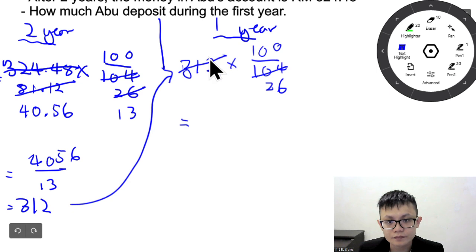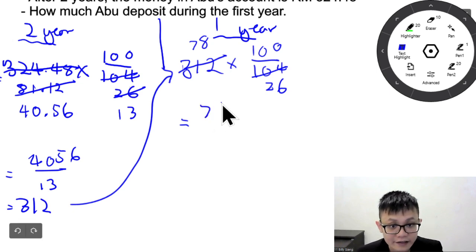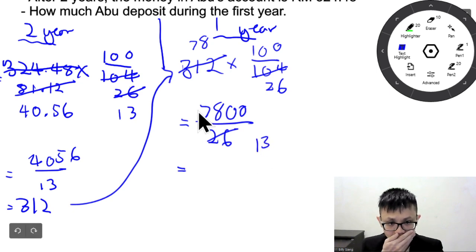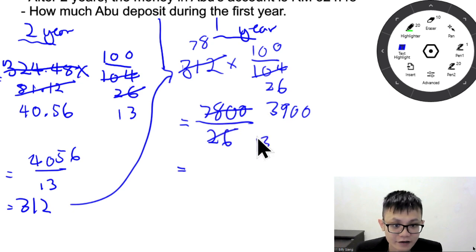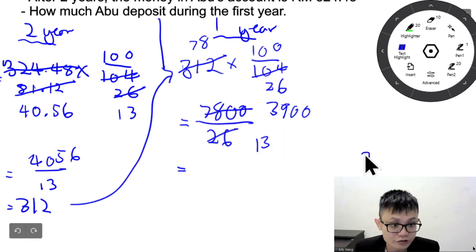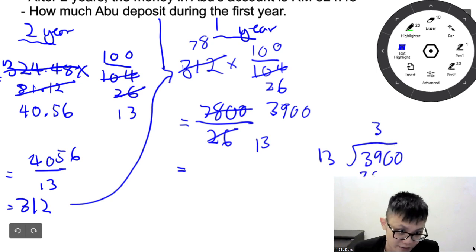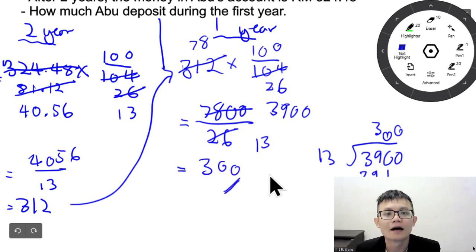Divided by 4, we will get 7 times 4, 28. 32 times 8, 78. So it will be 7800 divided by 26. Okay, it depends how you want to do it. Probably I divide by 2, I get 13. After that I divide by 2, I cannot divide by 2 anymore, so I just use 3900 divided by 13. I will get 39, then 0, 0 go down. So the answer will be 300 during the first year.